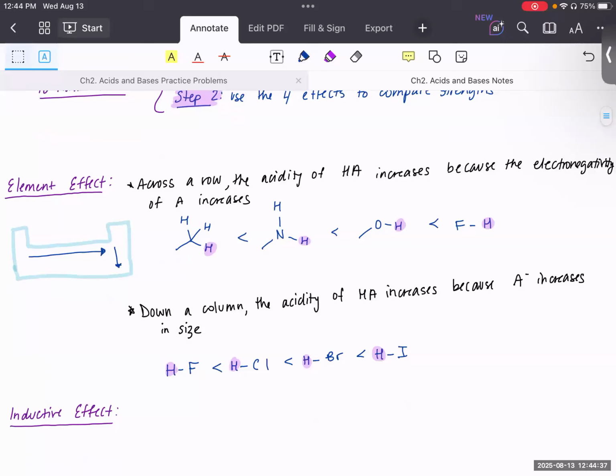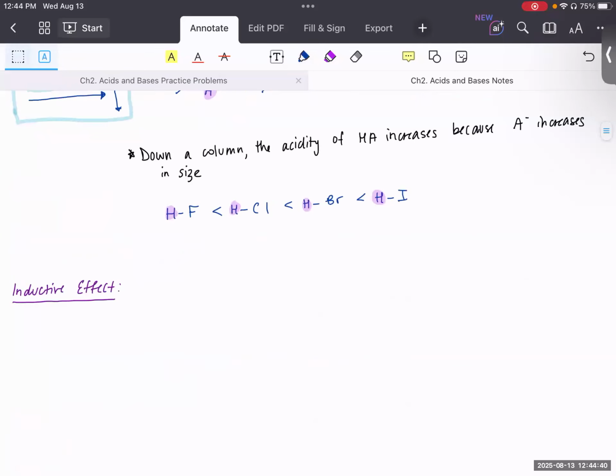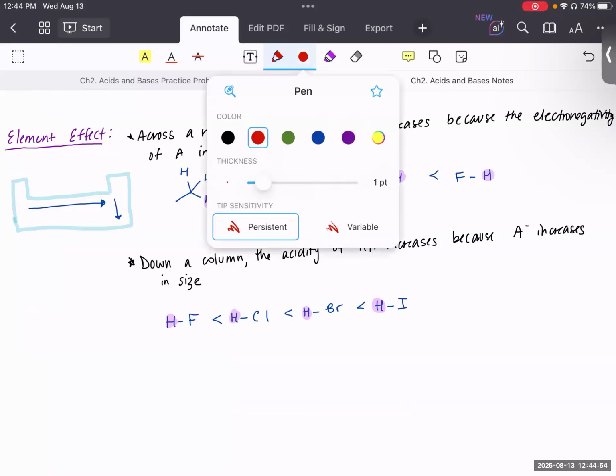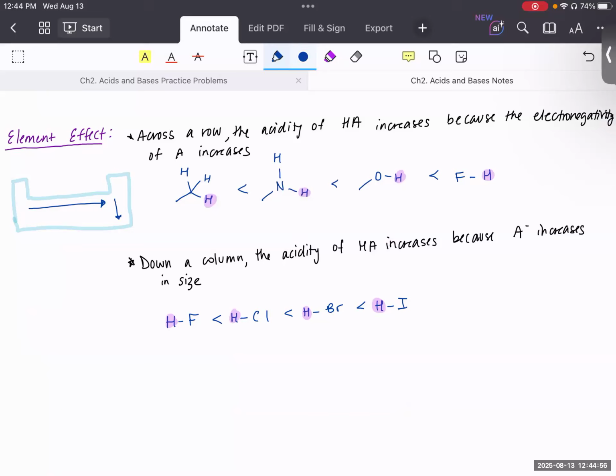All right. And so to understand why the element effect ends up affecting the acidity of the acid, it is because both of these effects stabilize the conjugate base. And so let's say that we have an acid like this, where when we deprotonate, if we have an acid-base reaction, we react this with some base, we end up forming this conjugate base, or CB.